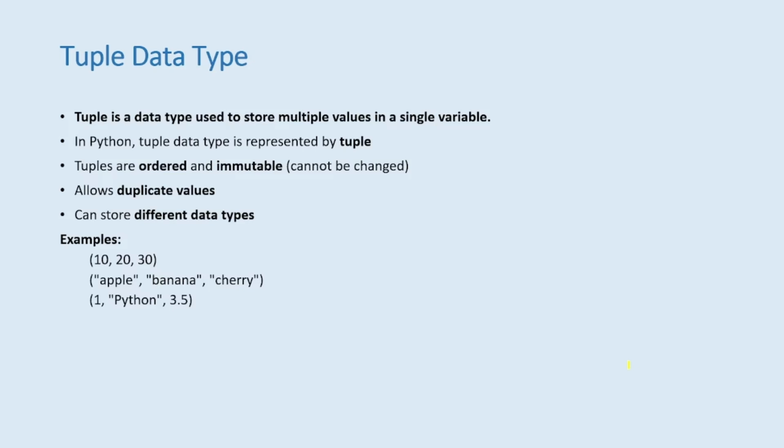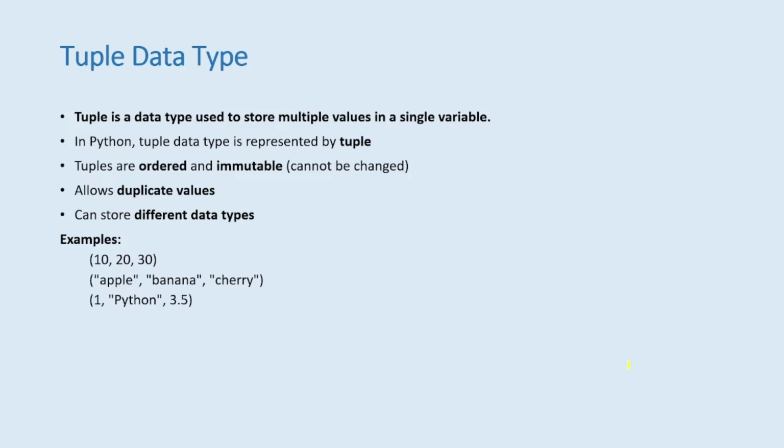In Python, the tuple data type is represented by tuple. Tuples are ordered, which means they maintain the index. They are immutable, they cannot be changed, they allow duplicate values, and they can store different data types. So we can store different data types in the same tuple variable.